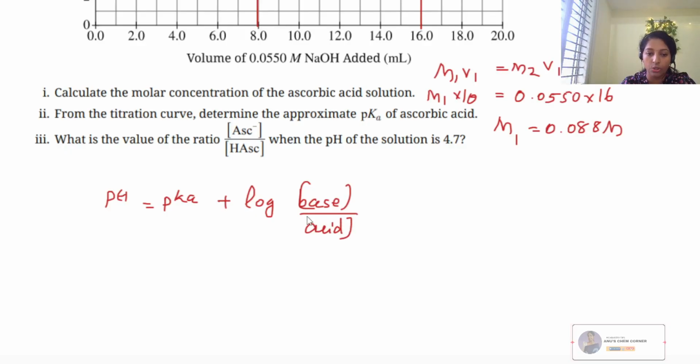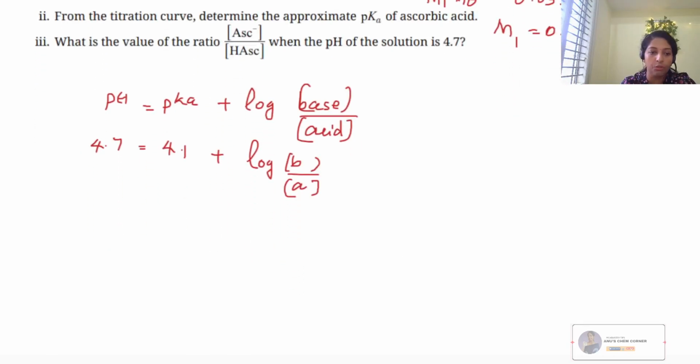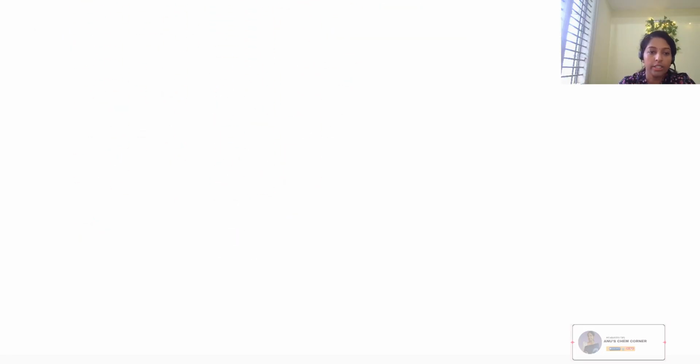So what is this ratio? pH is given as 4.7. pK we got 4.1, I think. Yes. And the log, this one. So what is the thing? Log of base over acid. Okay. Right. So 4.7 minus 4.1, it's 0.6. So you need to take the anti-logarithm. So 10 to the power of 0.6 will be the base concentration over acid concentration. Okay, so that is the thing, right?